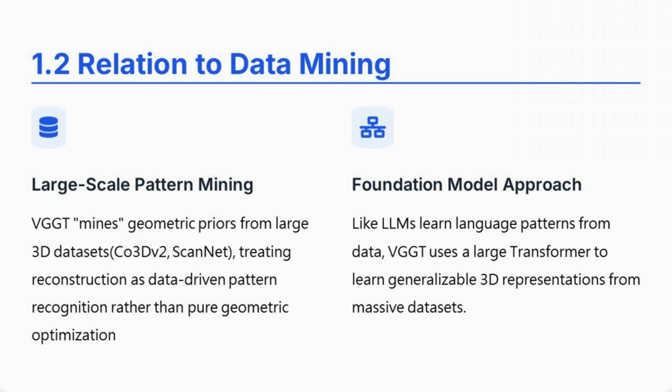Instead of deriving geometry step by step, the model learns cross-view geometric patterns directly from large-scale 3D annotated datasets. In other words, similar to how LLMs mine linguistic structure from large corpora, VGGT mines multi-view geometry from data, turning 3D reconstruction into a pattern learning task.